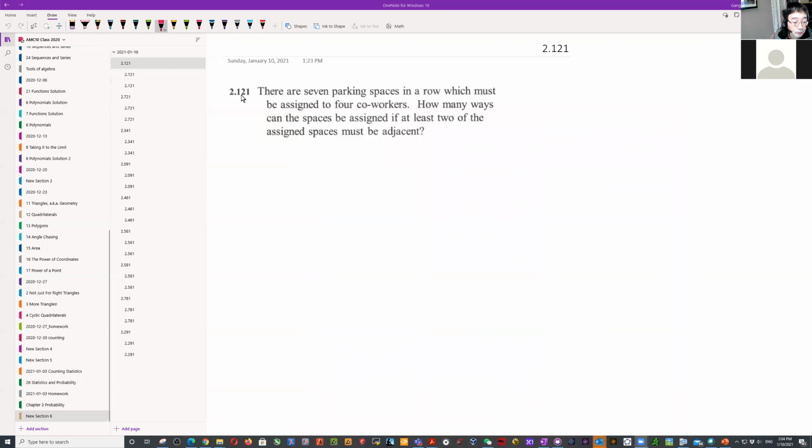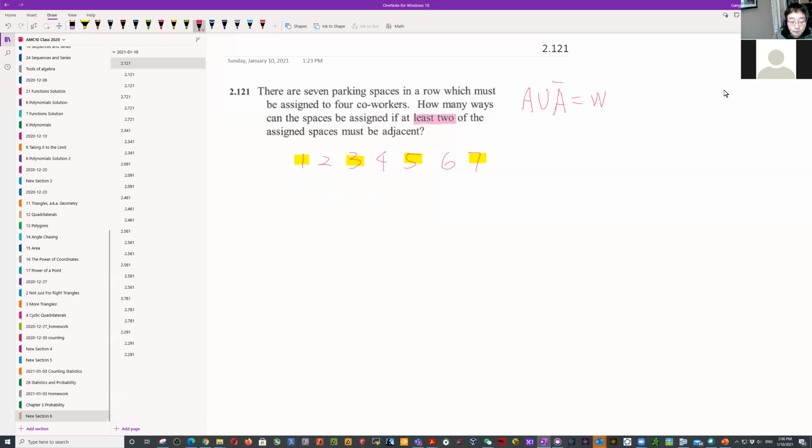So what is the phrase? How many ways can the spaces be assigned if at least 2 are adjacent? The reverse of it is none of those 2 are adjacent. There is only one way, because you can only do 1, 3, 5, and 7. That's the 4 fixed spots. So we will do that, then subtract from the total arrangement.